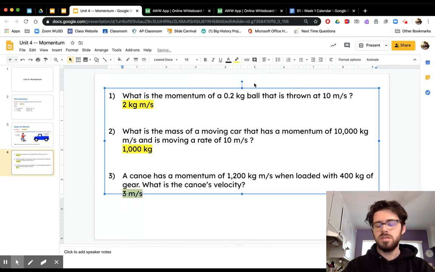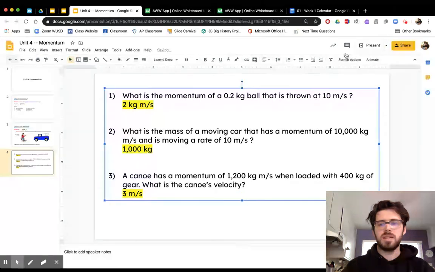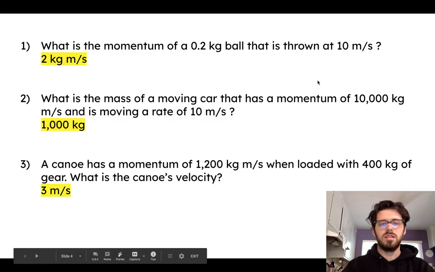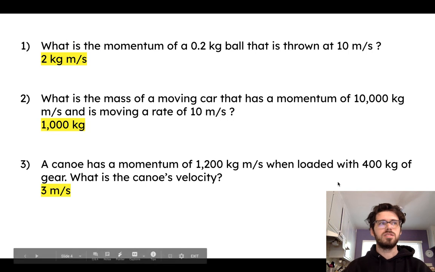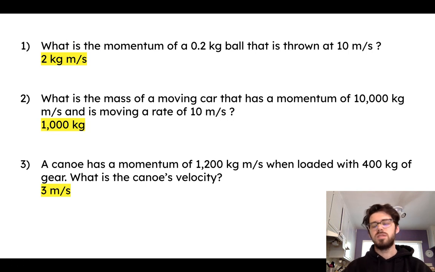Okay. So that's the basics of momentum. I'll leave this up for you guys so that you can screenshot this and take a look at the answers. If you do need me to go over this, feel free to ask me questions either by email or at my office hours. All right, I'll see you guys later.